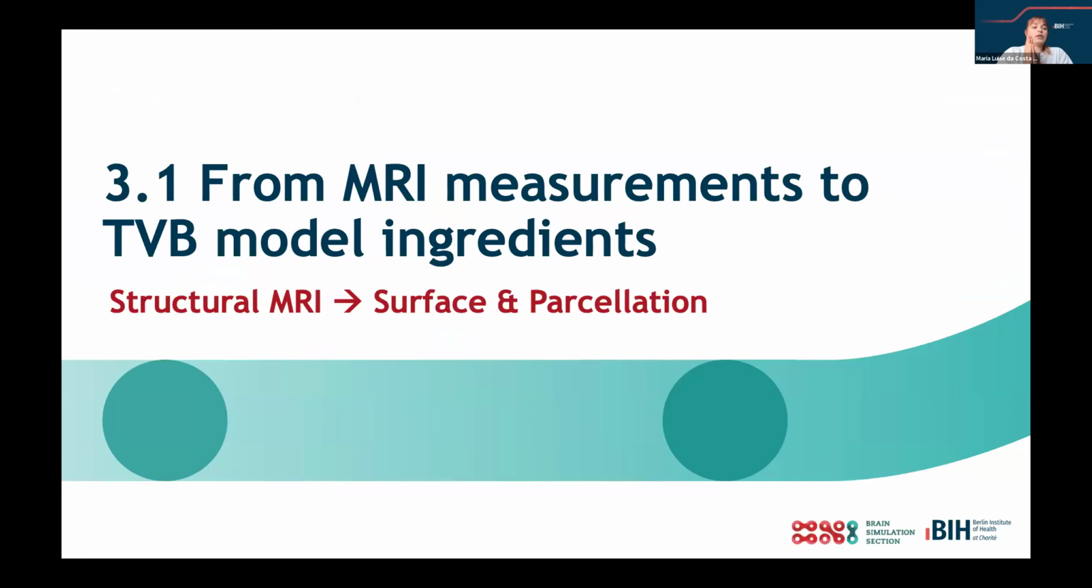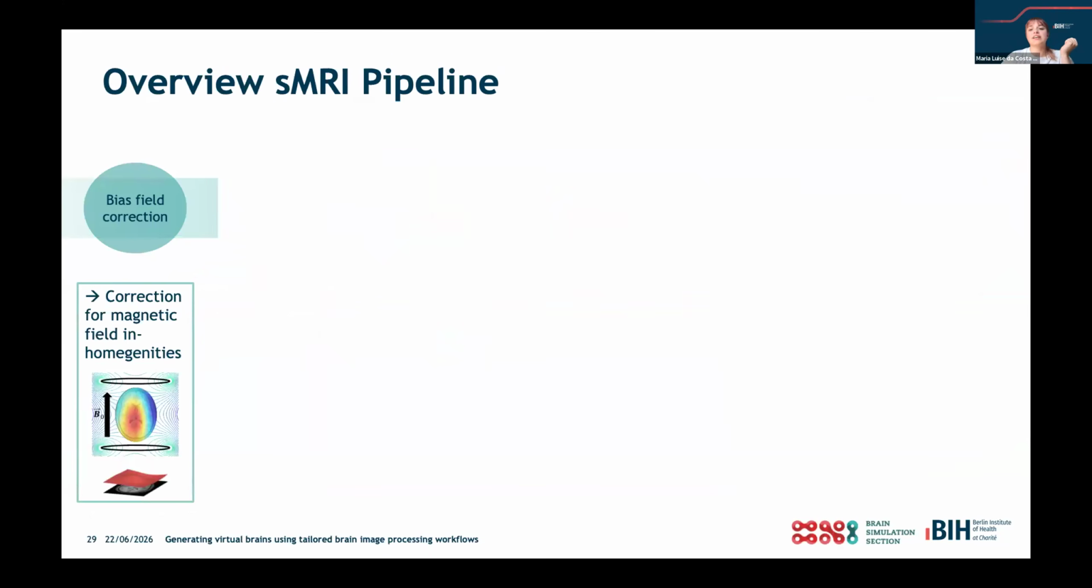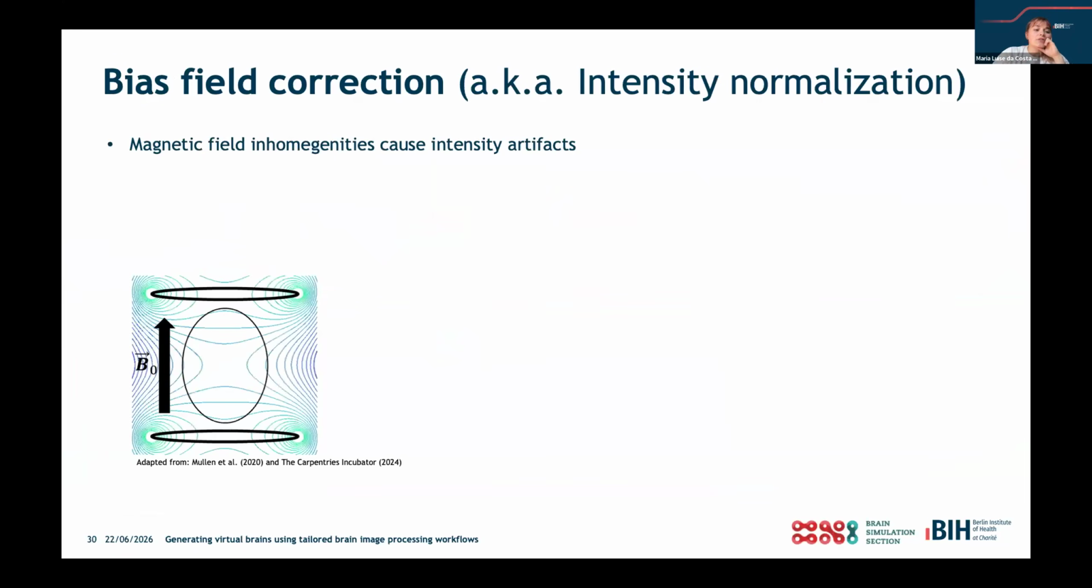So, how do we get from structural MRI images to the surface, or more precisely, the parcellation of our brain? Let's start with the first step, the bias field correction. Here you see the bias field inside of the scanner, and you see that this field is inhomogeneous.